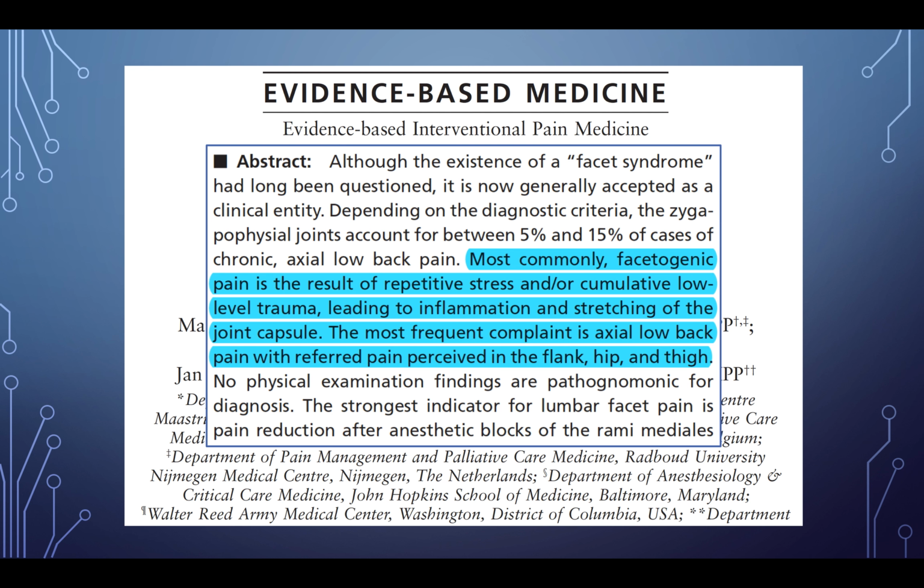Most commonly, facetogenic pain is a result of repetitive stress or cumulative low-level trauma, leading to inflammation and stretching of the joint capsule. The most frequent complaint is axial low back pain, with referred pain perceived in the flank, hip, and thigh. No physical examination findings are pathognomonic for the diagnosis, and some of the strongest indicators for lumbar facet pain is when they get better after they get some sort of injection.